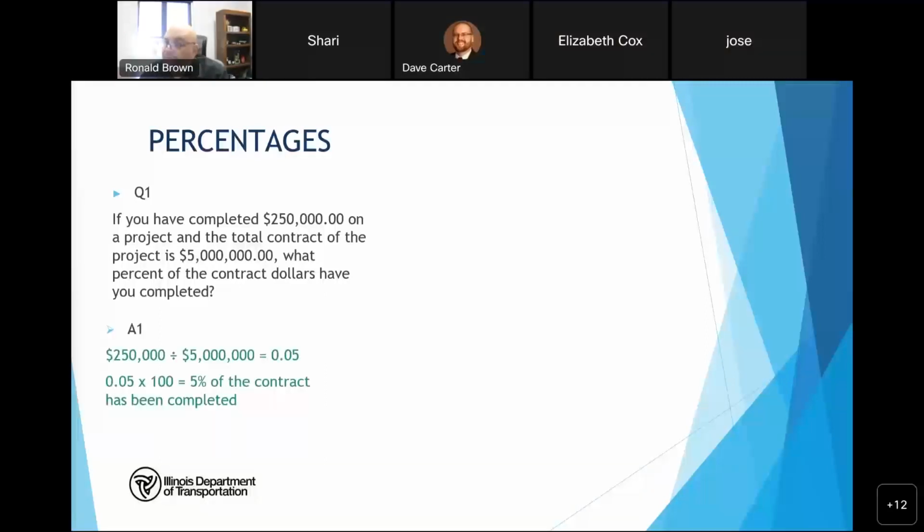So you would divide $250,000 by your $5 million, which would equal 0.05. And for the percentage, you would multiply by 100. So 5% of the contract has been completed.